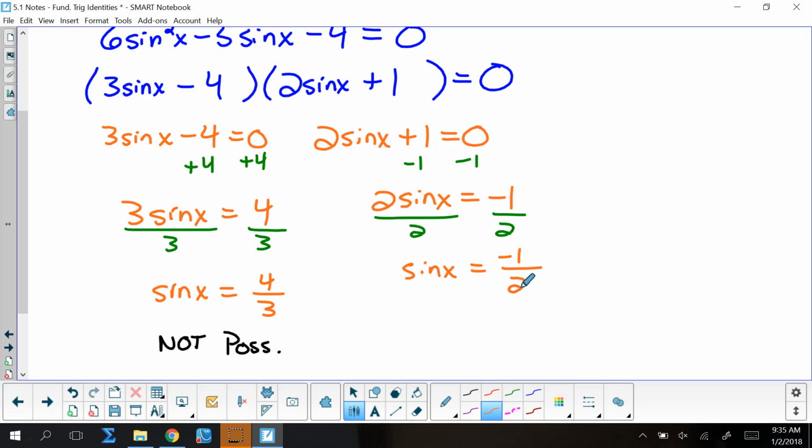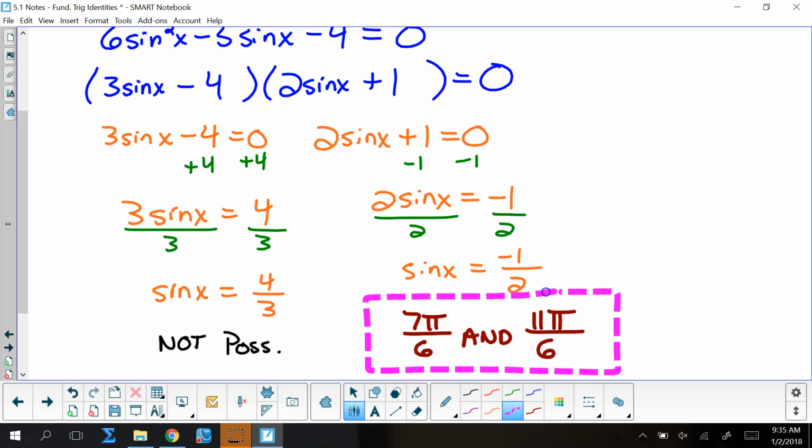So where is the sine of x equal to negative 1/2? No. 11 pi over 6 I like, because remember, sine is y's. You were giving me x's. 11 pi over 6 I like, and 7 pi over 6. And so those are my answers. Yeah, buddy? Yeah, buddy. All right.